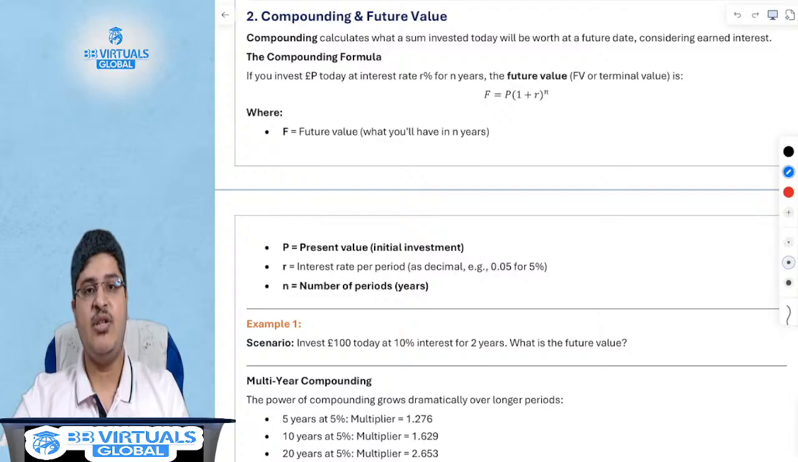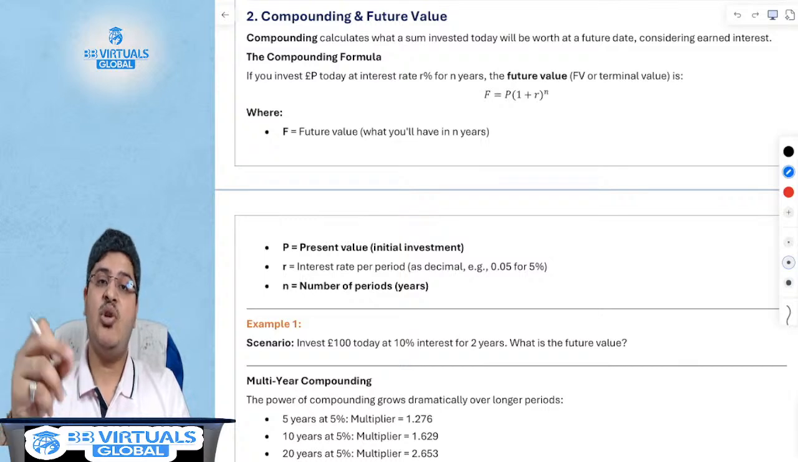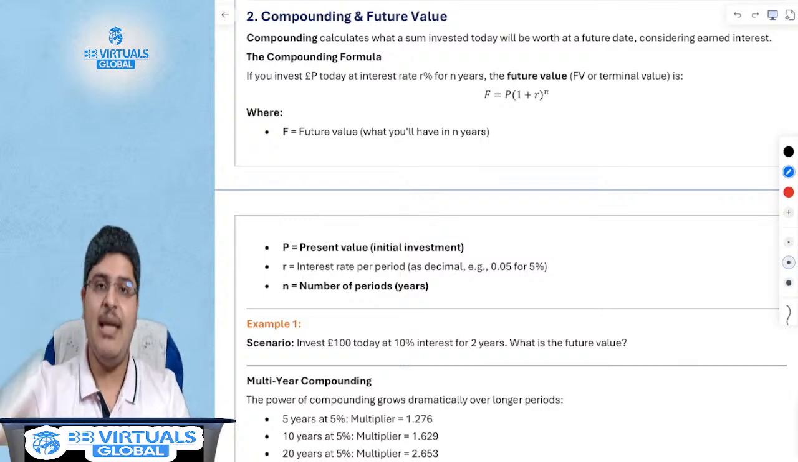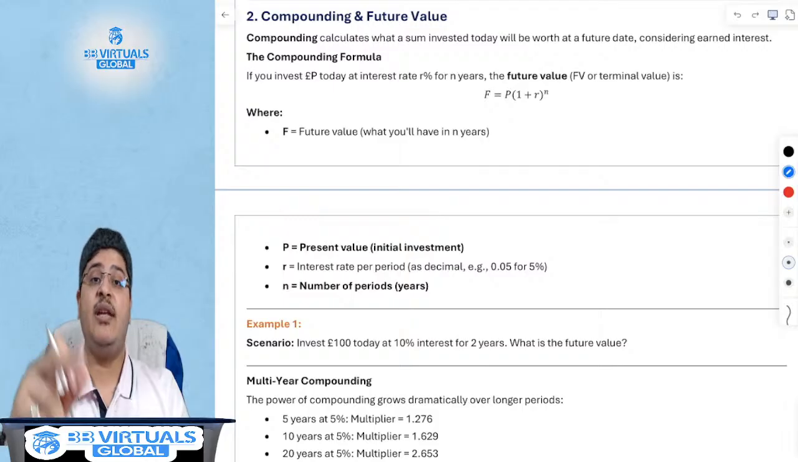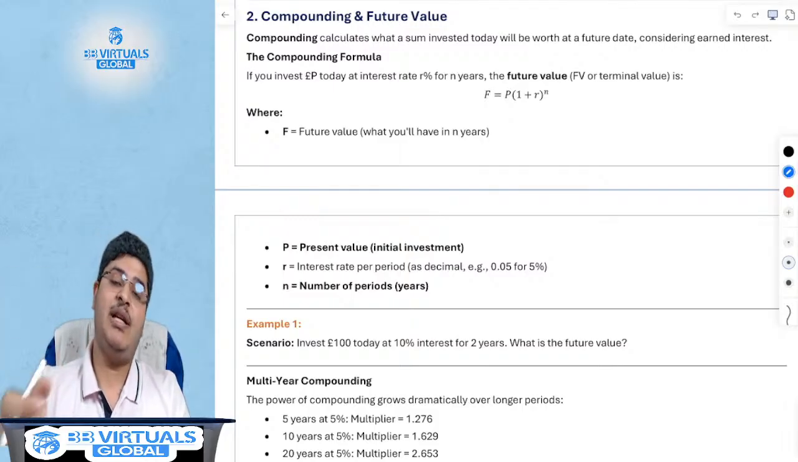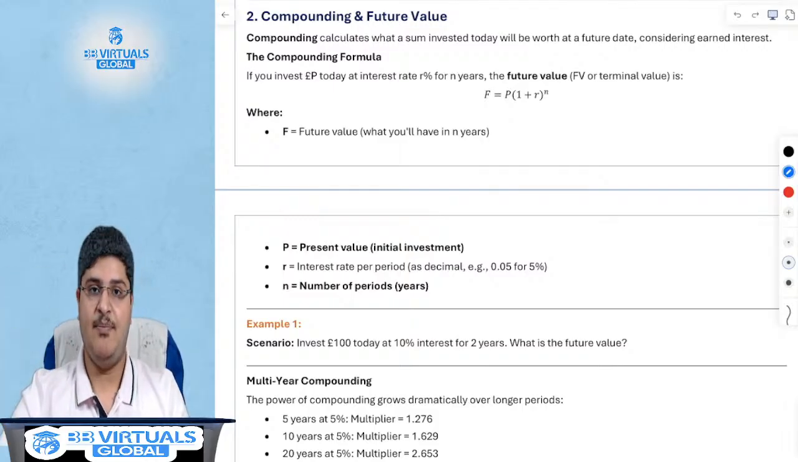If you invest 100 rupees today in a fixed deposit which gives you 8% return, how much money will you get back a year from now? You will get back 108 rupees. Now, a year from now, you invest that 108 rupees again in the same FD, which will give you how much? It will give you 8% on that 108 rupees.